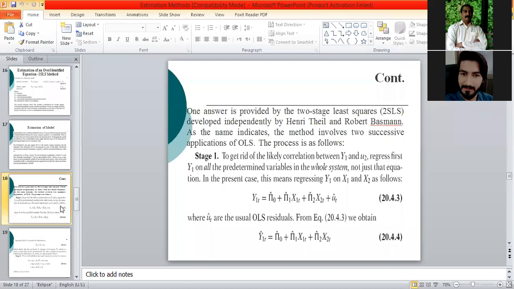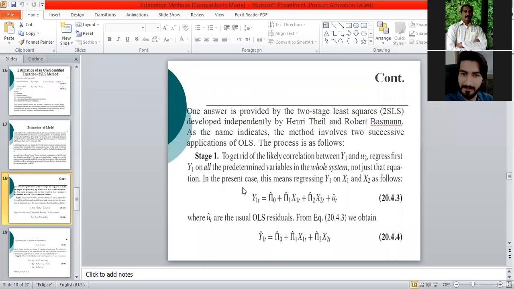Henri Theil and Robert Basmann developed this two-stage least squares method. As the name indicates, the method involves two successive applications of least squares. It means least squares is applied in two stages. At the first stage, we apply least squares, and at the second stage, we apply least squares. So, from the name, it is clear that it is the application of OLS in two different stages.